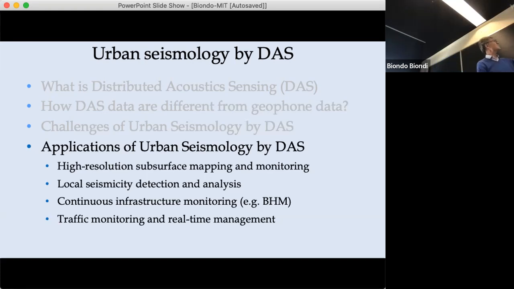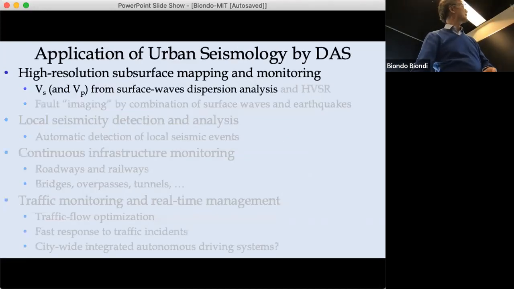And all of this is based on the fact that vehicles, as they go on the road, generate surface waves. For geophysicists, surface waves are sensitive mostly to the shear velocity of the near surface. How deep you can go depends on how low the frequency is. A rule of thumb is that half of the wavelength is the sensitivity of the surface waves. And so now you can get Vs and potentially Vp from surface wave dispersion analysis.